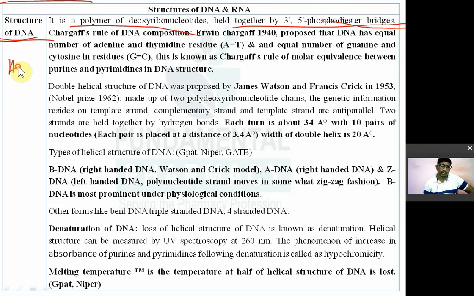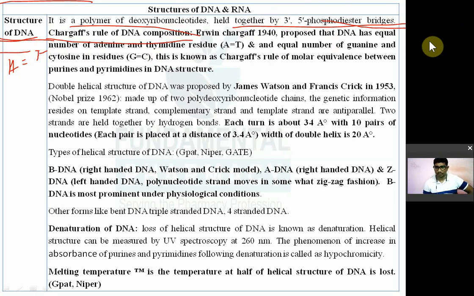So whatever adenine is there is equal to thymine and cytosine is equal to guanine. So total molar equivalence between purines and pyrimidines is there. So DNA के स्ट्रक्चर में क्या आता है, number of purines pyrimidines क्या होते हैं, इक्वल होते हैं, and that was observed by Chargaff. So that's why it is known as Chargaff's rule.